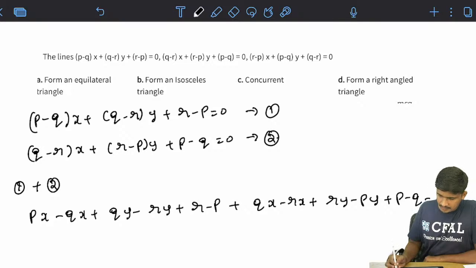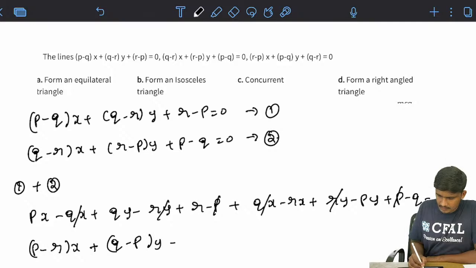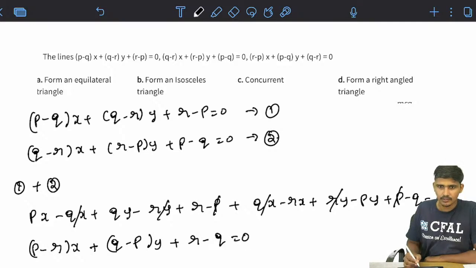Now you can see that many terms get cancelled, right? So qx is cancelled with qx, as well as ry is cancelled with ry, and p is cancelled with p here. So what equation are you going to get? You are going to get (p minus r) into x plus (q minus p) into y plus (r minus q) is equal to 0.